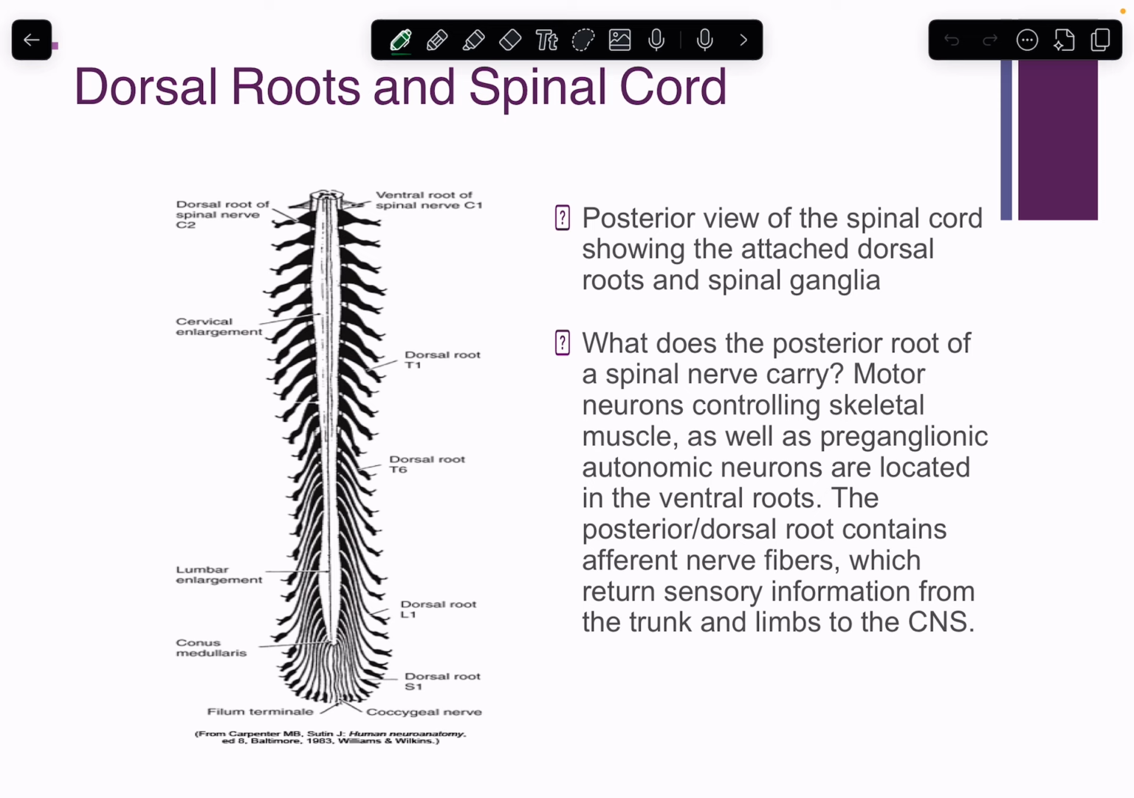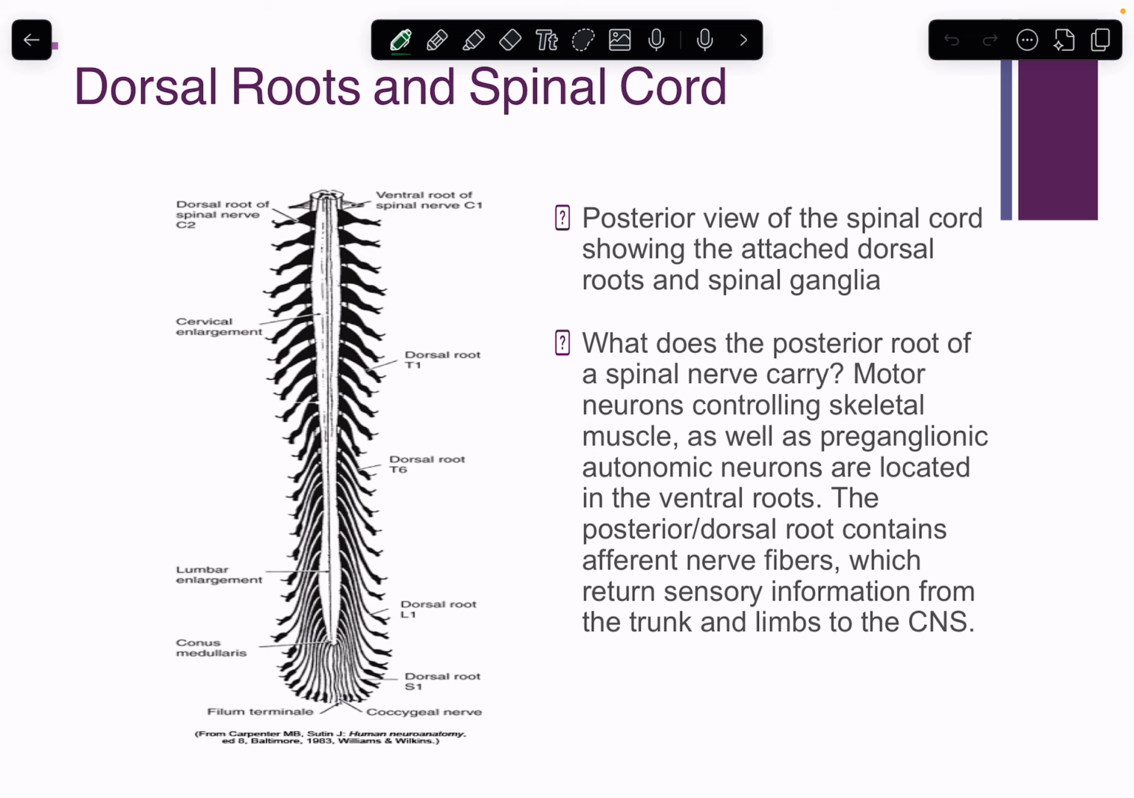Okay. So the conus medullaris has a tapered structure, transitioning from the full diameter of the spinal cord to a pointed end. It contains lower lumbar, sacral, and coccygeal nerve roots which exit the spinal cord and descend as part of the cauda equina.